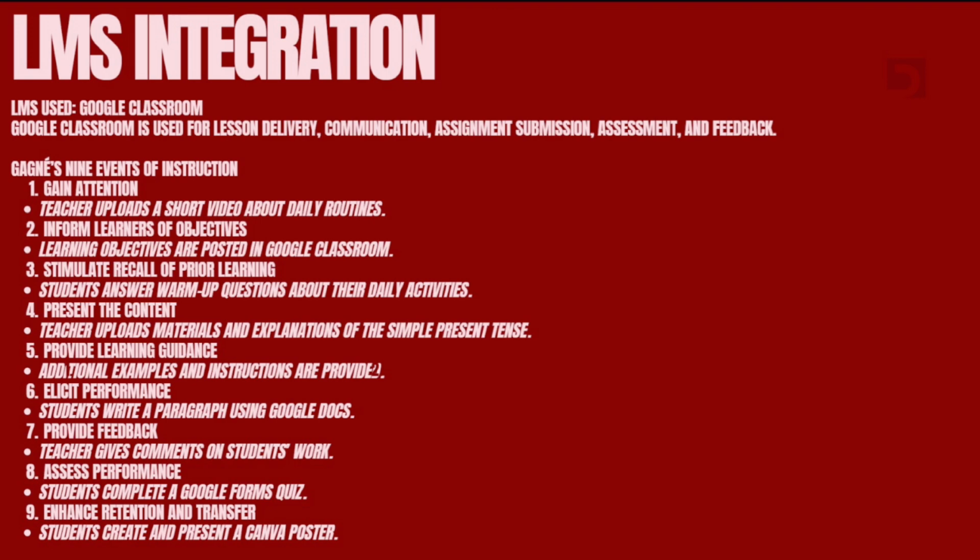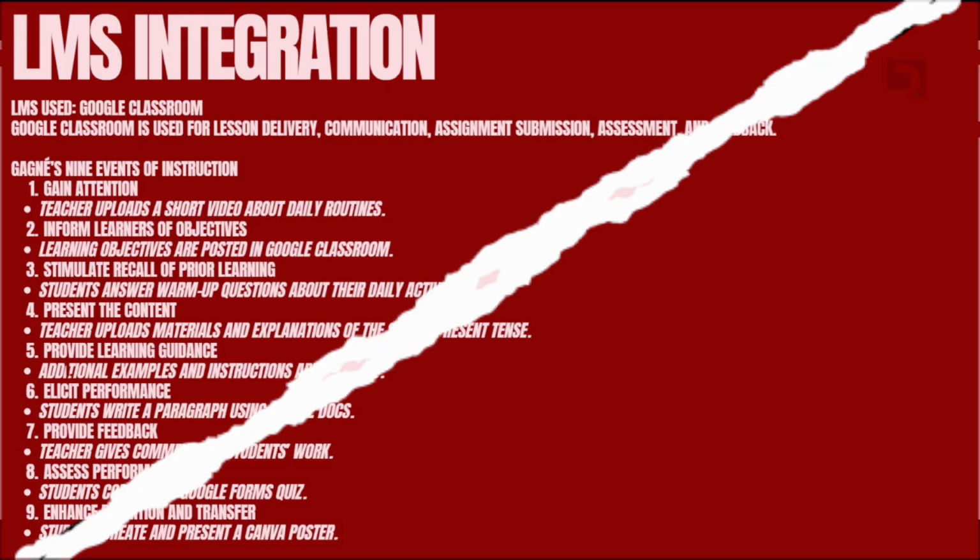Seventh, the teacher provides feedback on their work. And then, the eighth, students complete a Google Form quiz to assess their understanding. And finally, students create and present a Canva poster, which helps them apply and transfer what they have learned. This sequence ensures the learning is conducted in a systematic and effective manner.